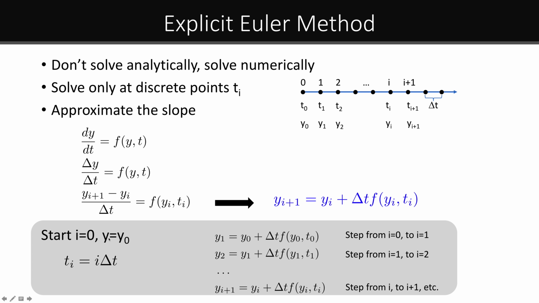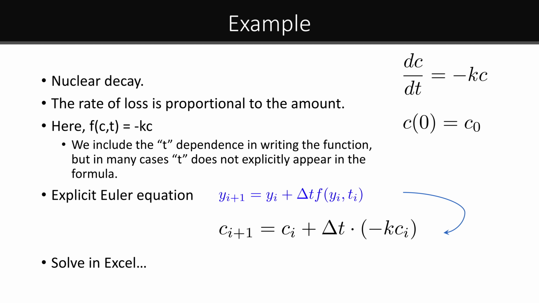So again, if we start at point 0, then we can get to point 1 by evaluating this equation: y0 plus delta t, f of y0, t0. Now that we have point 1, we can calculate point 2 in a similar manner. y2 is y1 plus delta t, f of y1, and so forth for some generic point i. Let's do this for a specific example.